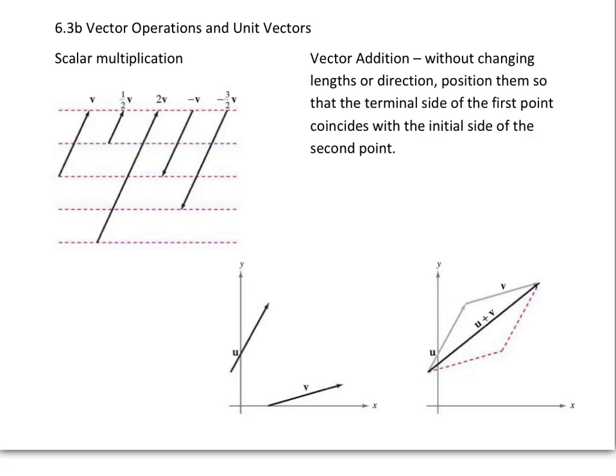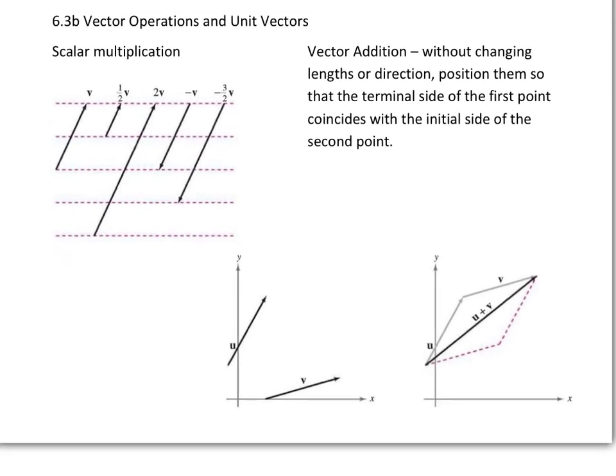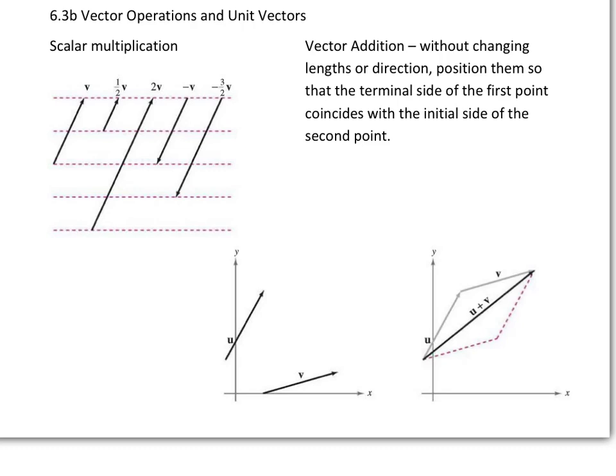Okay, we're going to talk about some vector operations and unit vectors. First of all, scalar multiplication, basically taking a vector, and if this is v and I want half of v, it's half the length. If I do 2v, it's double the length. If I do negative v, it's in the opposite direction, or I can change two things at once. I can make it longer and in the opposite direction.